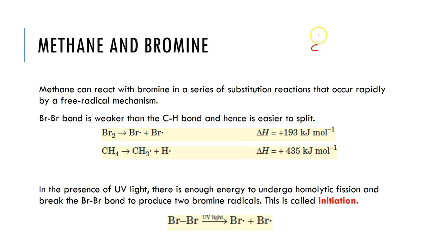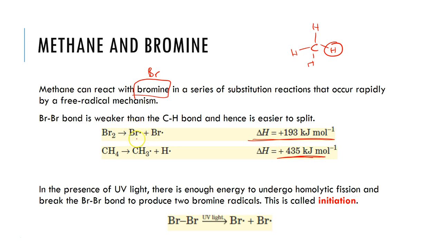Methane, okay, so remembering methane is CH4, it's the first of our homologous series of alkanes, can react with bromine under a substitution reaction. So we're going to remove a hydrogen and replace it with something else. And that something else in this case is going to be Br. So the Br-Br bond is weaker. We can see that by its delta H value here. It only requires 193 kilojoules per mole to break, whereas our carbon-hydrogen bond requires 435 kilojoules to break.